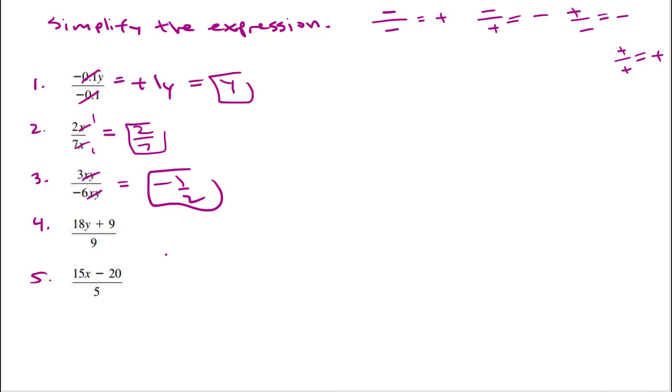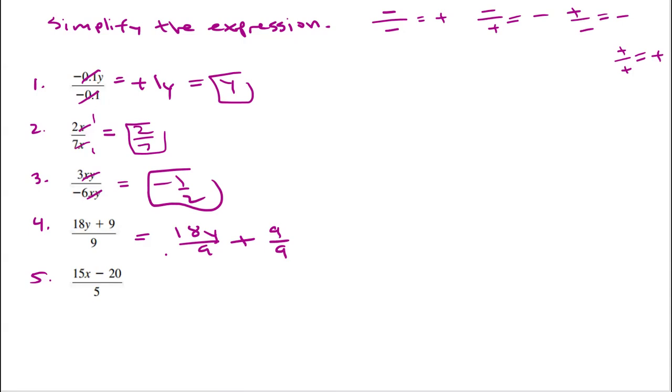Now for this one, let me rewrite this, okay? Because these types of problems a lot of students miss. And remember this. What does this mean? If I were to rewrite this, this means I would have 18y over 9 plus 9 over 9. Isn't that what that means, right?